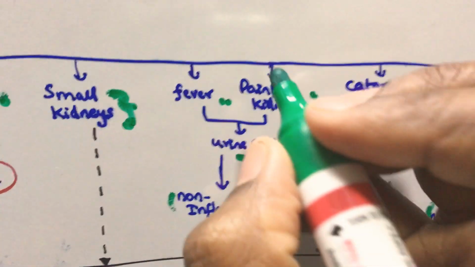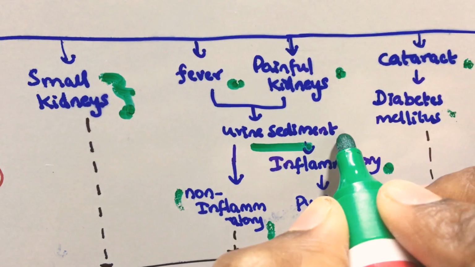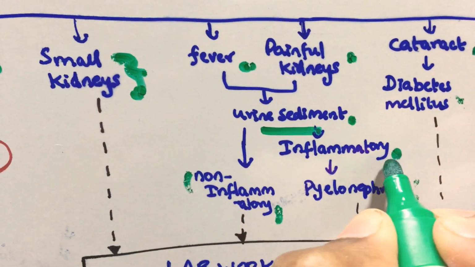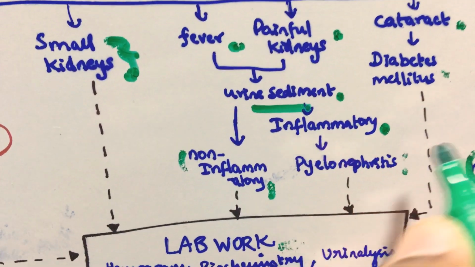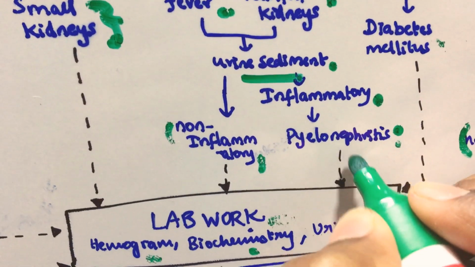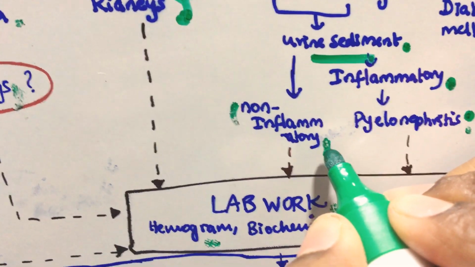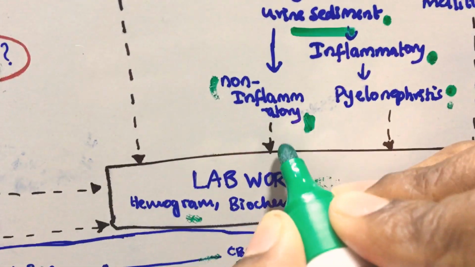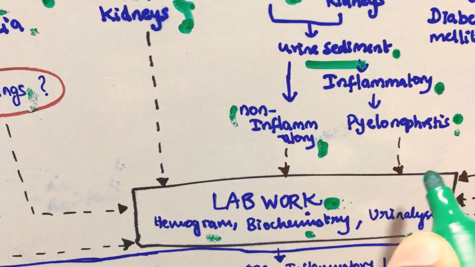Similarly, if our patient has fever or painful kidneys, then the first thing you need to do is check the urine sediment for inflammatory sediments. If the sediment is of inflammatory origin, like pus cells and bacteria, the first thing you need to suspect is pyelonephritis, and you might proceed with culture and sensitivity. If it is of non-inflammatory sediment, again you might have to do further lab work to rule out other possible causes.